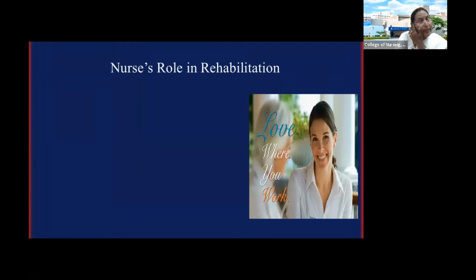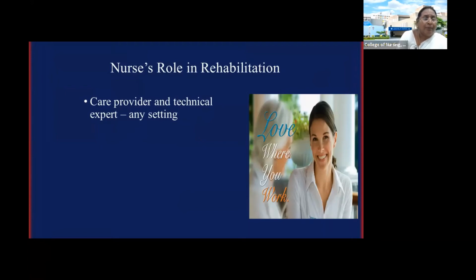What is the nurses' role in rehabilitation? First of all, we are there as technical experts, preventing complications. Like Deborah said, these patients have a lot of complications. Stroke is one thing, but the complications that they develop after stroke are so extensive that many people succumb to death because of the complications and not because of the stroke itself. So we are there primarily as care providers and technical experts in any setting, whether it be in the hospital or a rehab setup, community or nursing home, wherever we are placed.